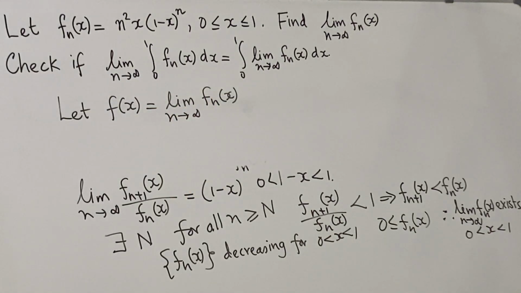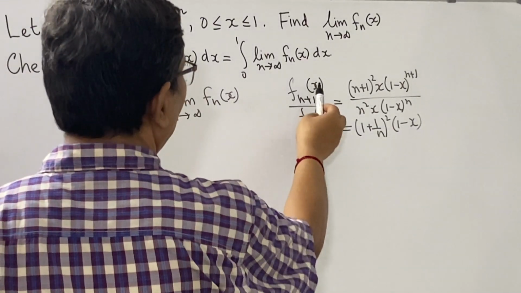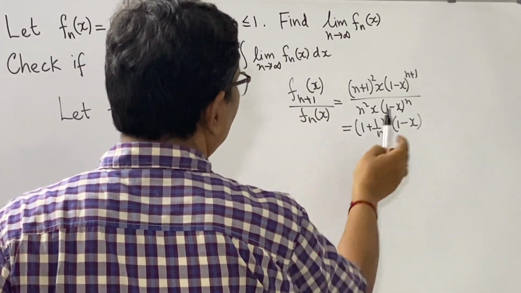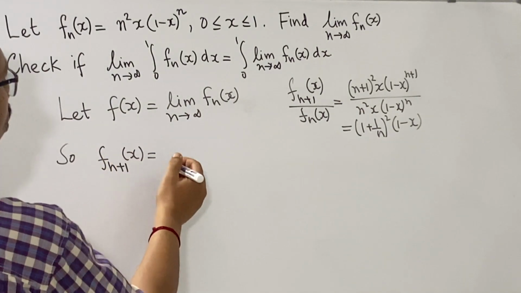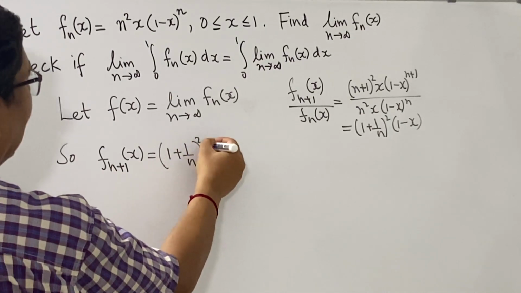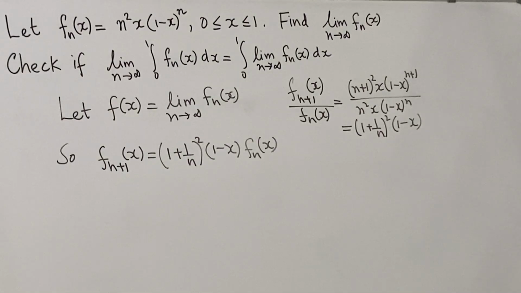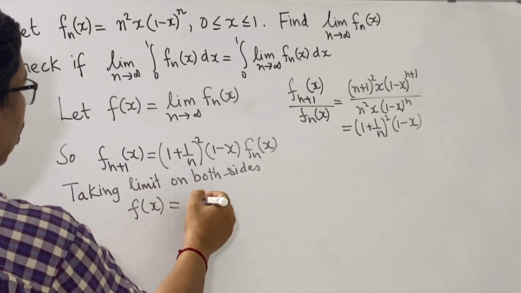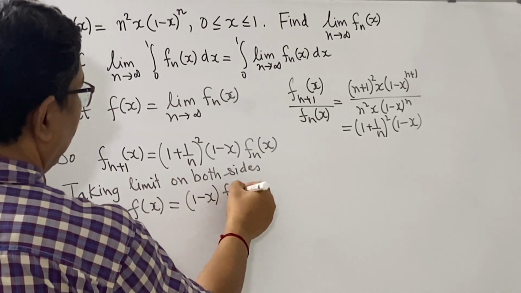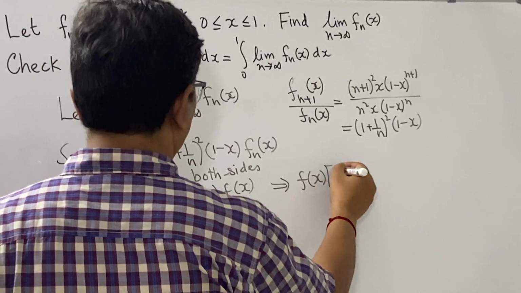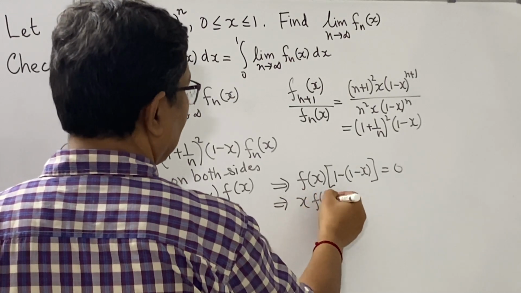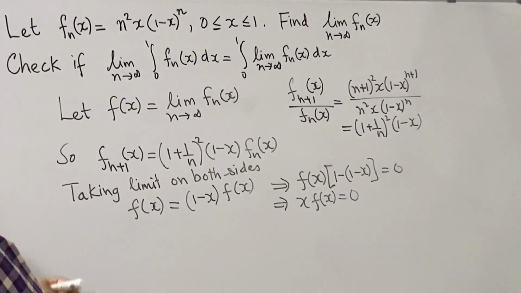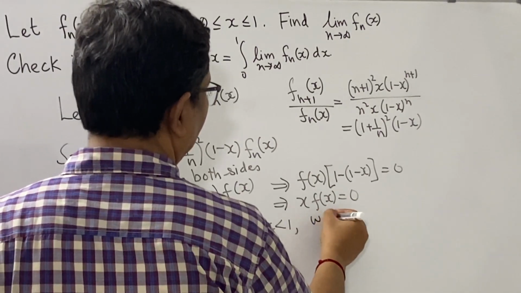Let f(x) be equal to the limit as n goes to infinity. So what would be this limit? We had already noted that f_{n+1}(x) by f_n(x) is (1 + 1/n)² into (1 − x). So f_{n+1}(x) is equal to (1 + 1/n)² into (1 − x) into f_n(x). Now, if we take the limit on both sides, we get f(x) is equal to, this becomes 1, so (1 − x) into f(x). So this simplifies to f(x) into (1 − (1 − x)) is equal to 0. So that is x f(x) = 0. So we are working in the case that 0 < x < 1, we have f(x) equal to 0.